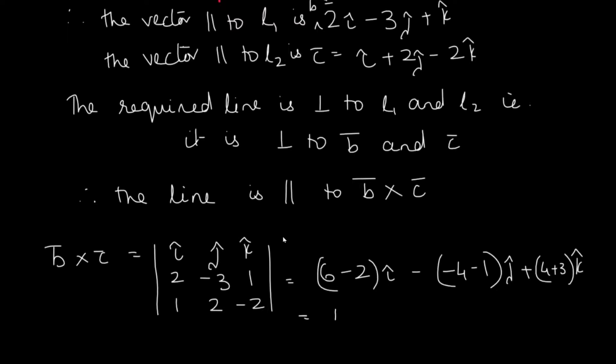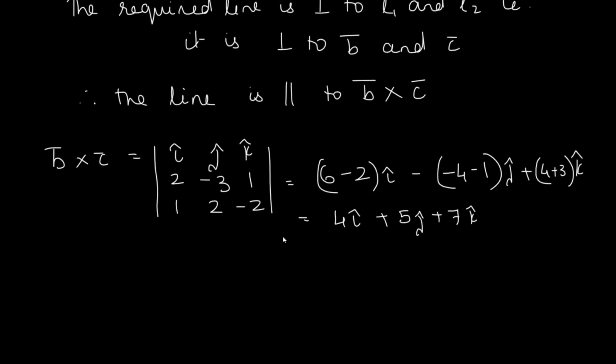So solving it, we get 4i plus 5j plus 7k. So B cross C is the vector which is parallel to the required line, and therefore the direction ratios of the line are the coefficients of i, j, k in B cross C. So the direction ratios of the line are 4, 5 and 7.